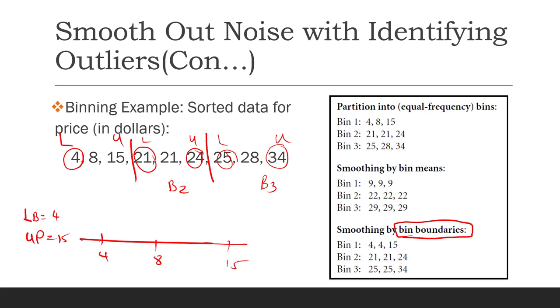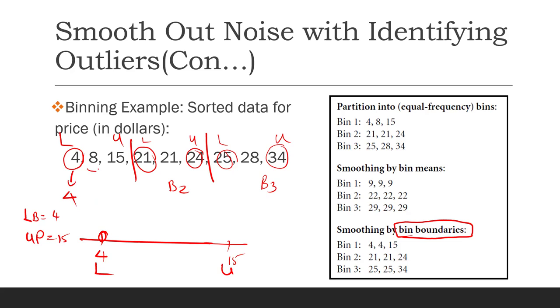Let's say this is your lower boundary, so 4 is your lower boundary, and 15 is your upper boundary. If you take the first data point, 4, it is exactly on the lower boundary. So for this data point, you can replace it with 4.